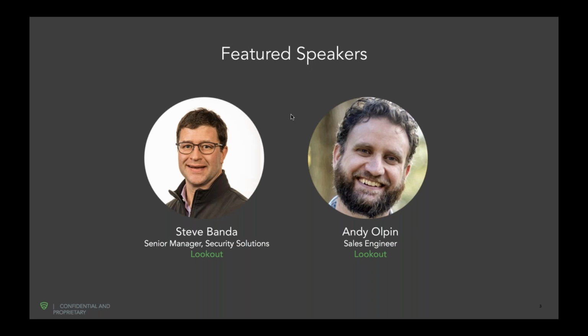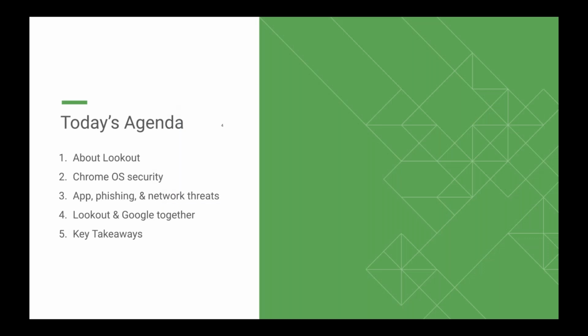And to cover the agenda briefly. Today's agenda, we are going to first give you a little bit of background about Lookout, in case you're not familiar with who we are. And then we're going to move into Chrome OS security, and then start to peel back the onion a bit and look at some of the security gaps or areas for improvement for Chrome OS security: app threats, phishing, and network threats specifically. And then we're going to wrap it up by talking a little bit about the integration we have with Google and how this can help you protect your organization.